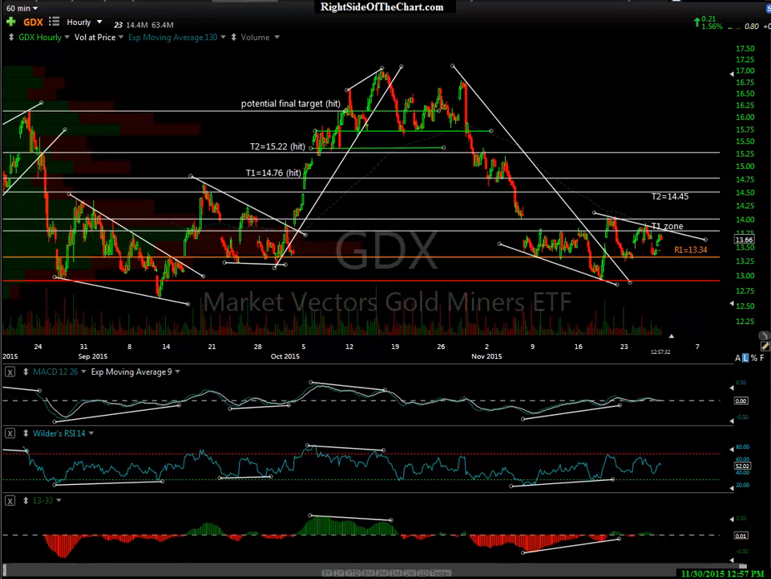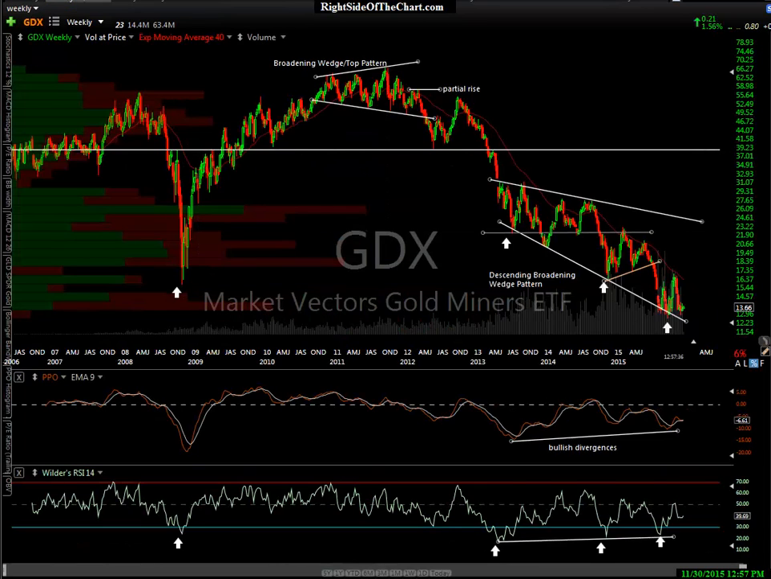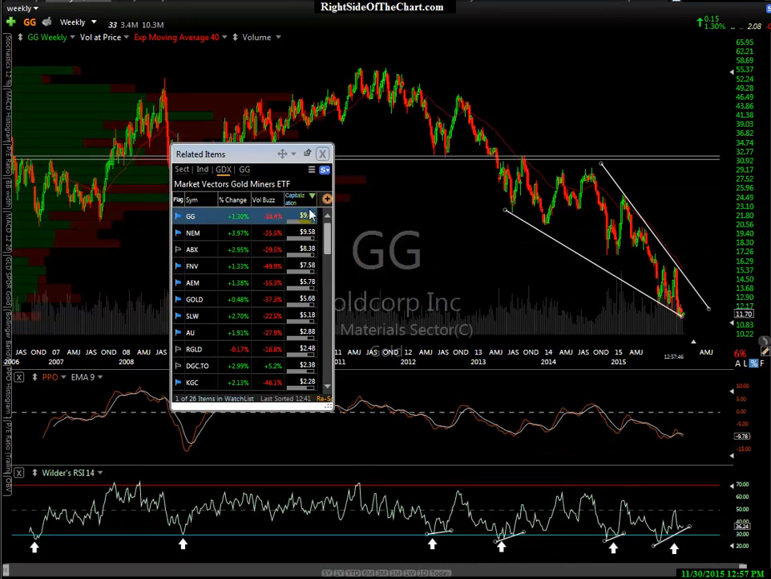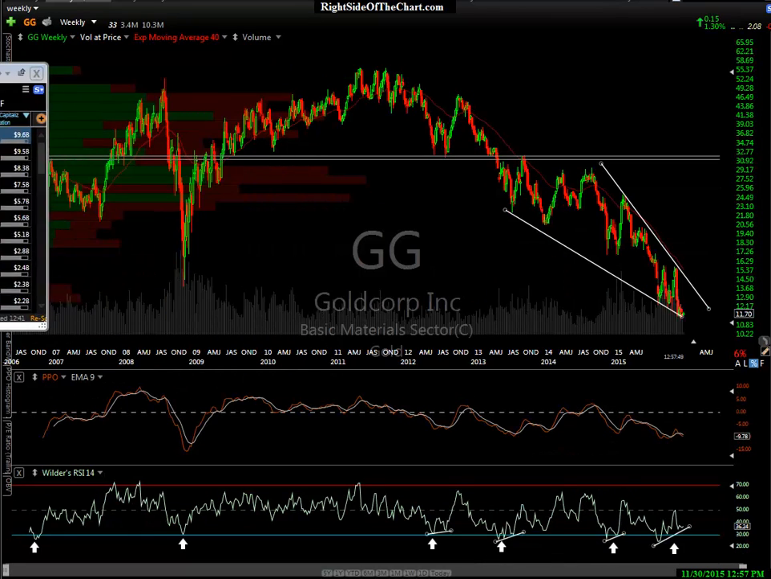And we'll just look at a few of the miners real quick, and then we'll wrap this up. Now what I have on here is a watch list of related items you can see here, and they're ranked. I've sorted them by market capitalization. So we're going to start with GG, about a $9.5 billion company.